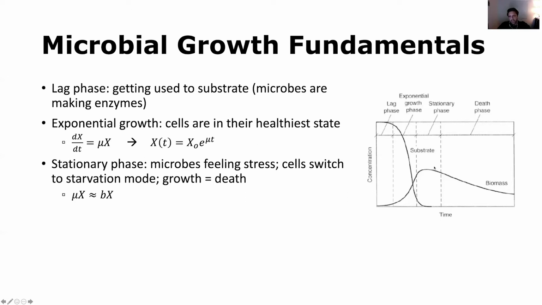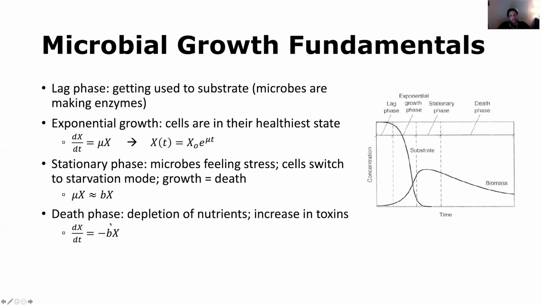After the growth phase, there's a stationary phase, and that stationary phase is a time when the microbes start to feel stress. They're starting to run out of the food source, so the cells switch over into kind of a starvation mode. The growth rate is approximately equal to the death rate, so what you have is just kind of a flat concentration curve with respect to time. And we use mu for the growth rate, we use b for the death rate, for the decay rate of the microorganisms. Then after the stationary phase, we have the death phase where there's a depletion of nutrients, there's an increase in toxins, and the change in concentration with respect to the change of time is equal to negative b times X.